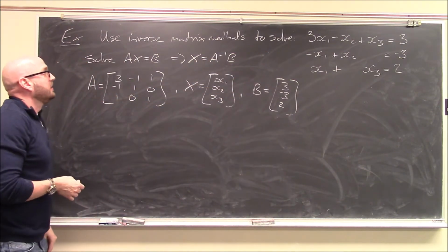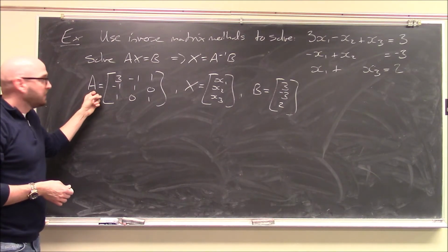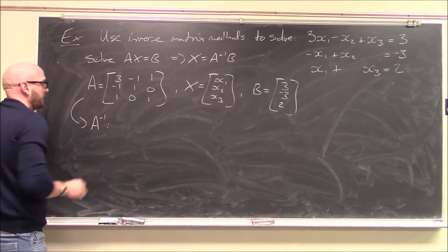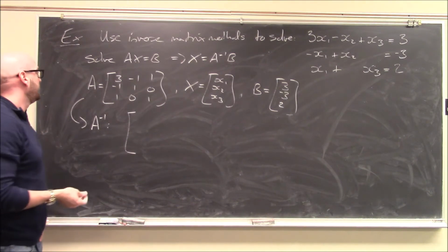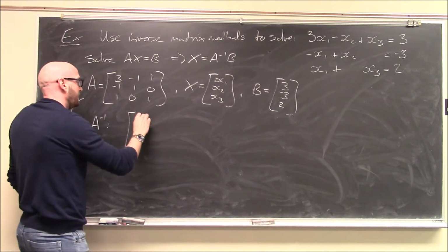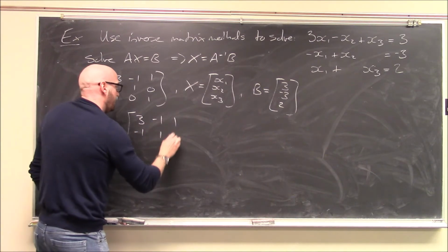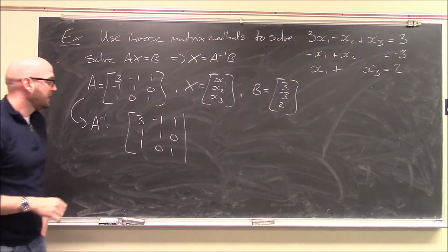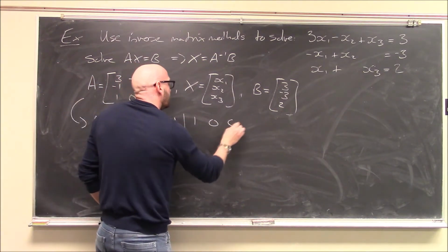But this one's a slightly longer example. We have to find the inverse of this 3x3 matrix. So we're going to look for A inverse, and we'll use the techniques we developed to find A inverses. So I put my matrix on one side of the augmentation bar, and since it's 3x3, on the other side I put the 3x3 identity matrix.